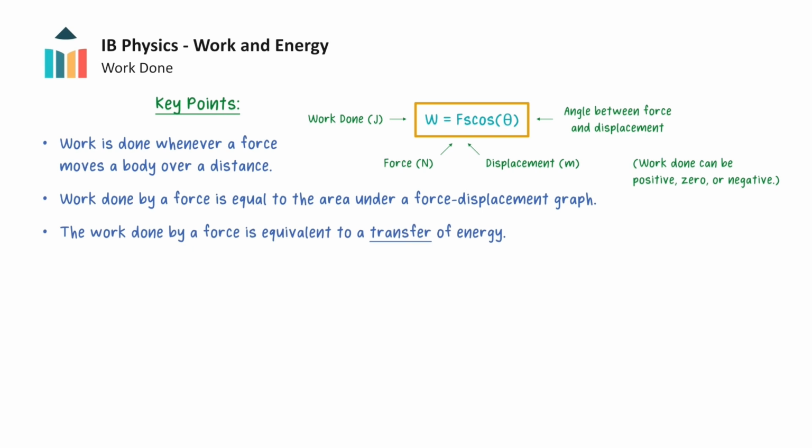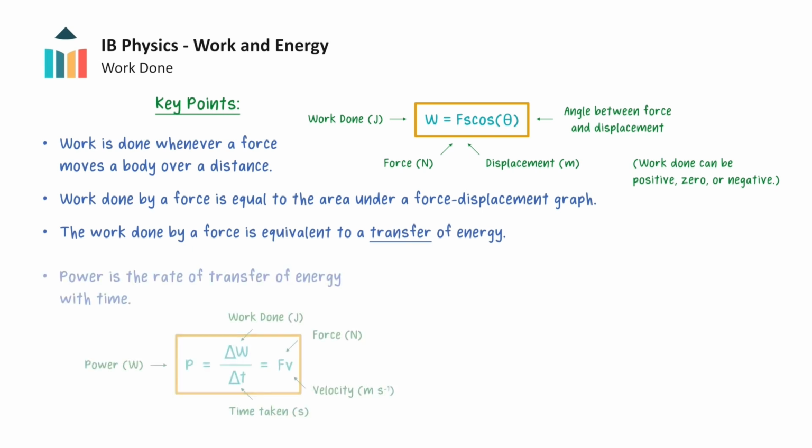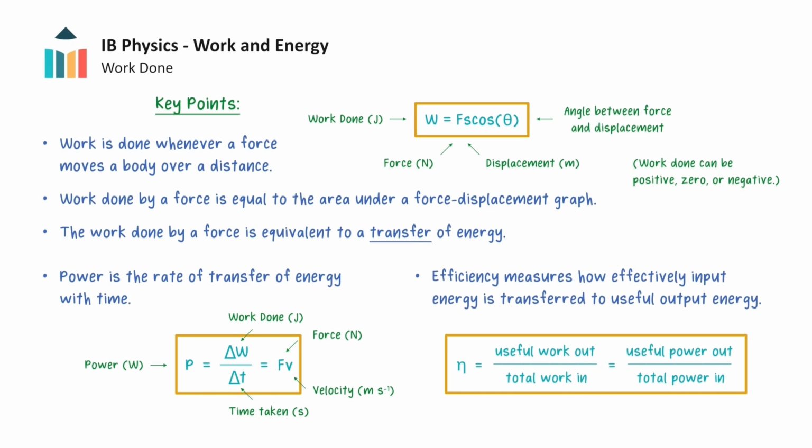After this, we introduced two more quantities: power as the rate of energy transfer or the rate of work done, and then efficiency as the ratio of the useful energy output to the total energy input. This now concludes our video on work done and energy.